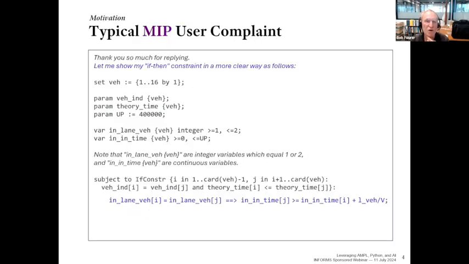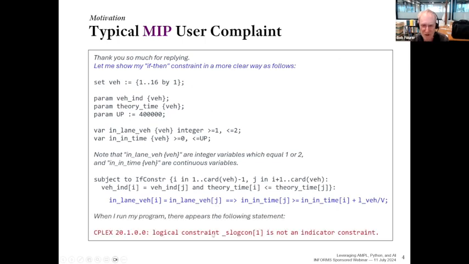So here's a typical complaint from a mixed integer programming user. They've written this, some AMPL like you've seen already, and they wrote this constraint, and this constraint is syntactically correct in AMPL, but they got this horrible message from CPLEX, it doesn't work. And so we get this complaint, and what do I have to reply?